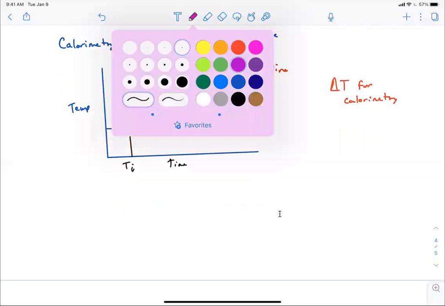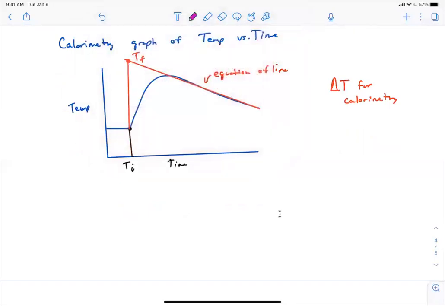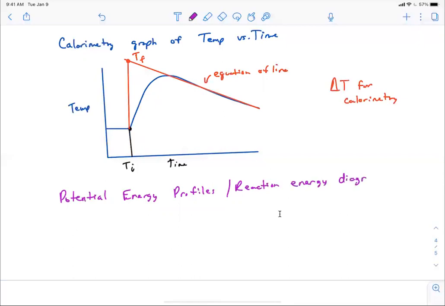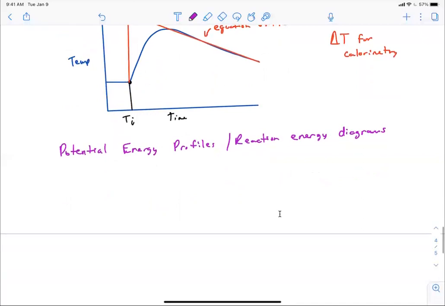Okay. Next diagram, okay? Potential energy profiles / reaction energy diagrams. They are slightly different. The reaction energy diagram kind of has more stuff in it, like the activation energy and stuff like that, but really, they're really serving the same purpose. And we'll talk about that a little bit later as well in kinetics.